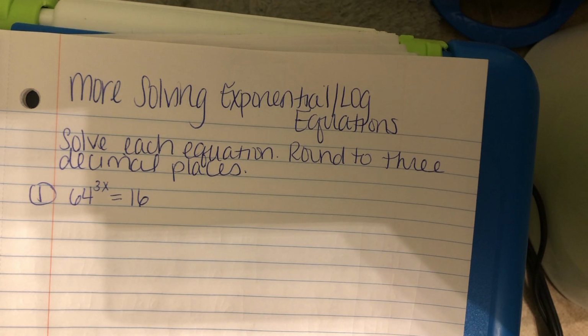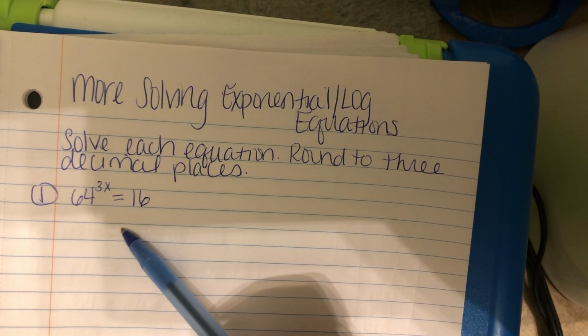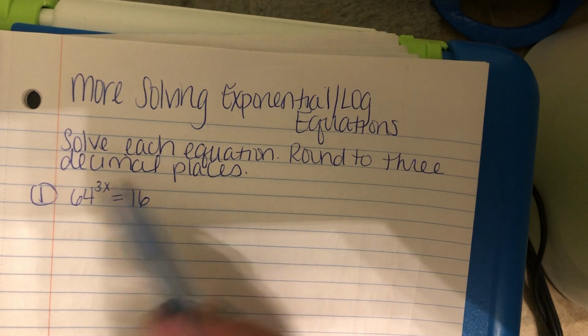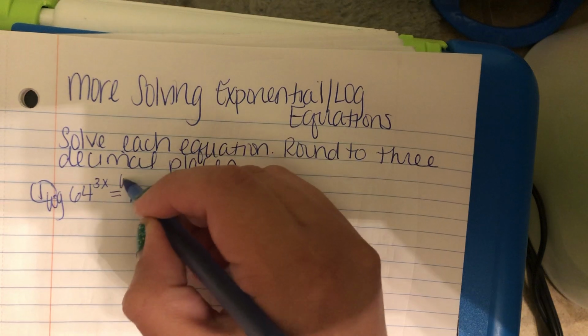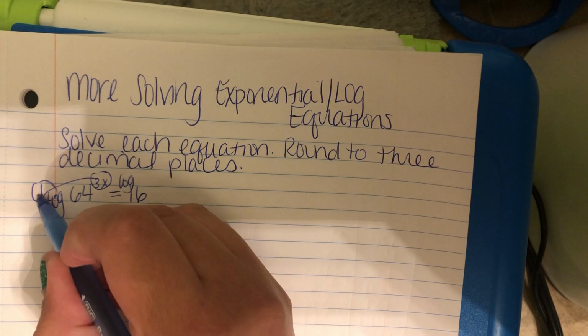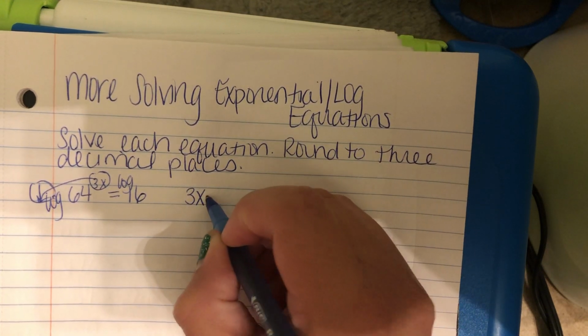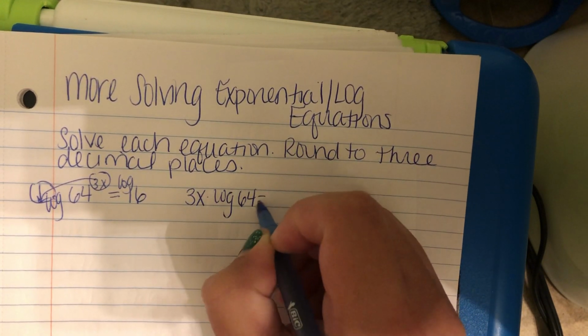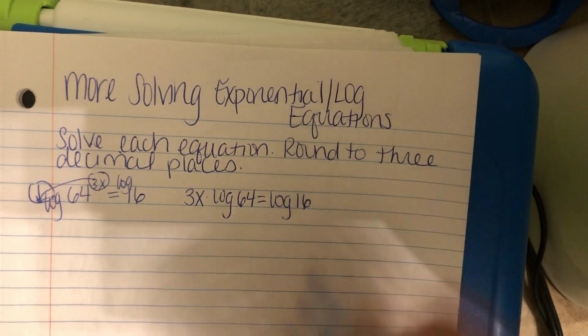All right, so last week we worked on solving exponential and log equations. So this is still the same section. When solving an exponential equation, the opposite of an exponential is a log. So I'm going to log both sides. And we learned that when we log both sides, we can use a log property: if we have an exponent, we can drop it out front. So that will become 3x times the log of 64 equals the log of 16.